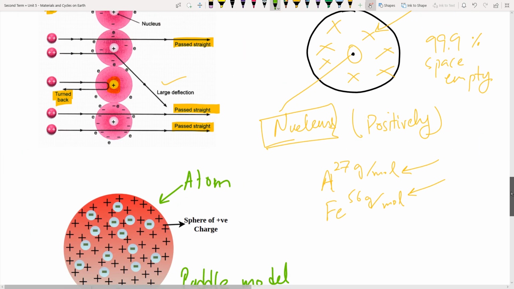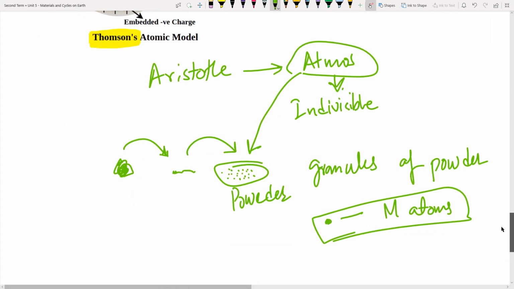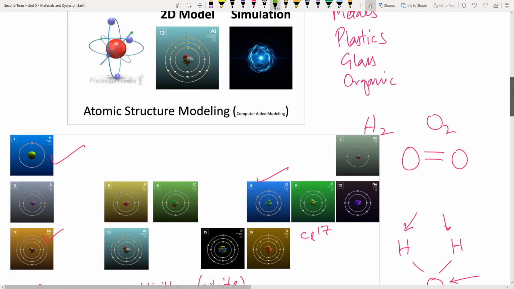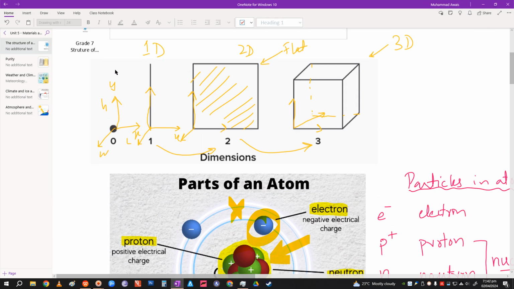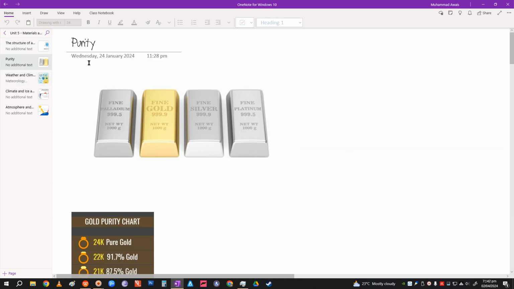So this is a bit of a history about the atomic model, right? You can go through this according to the markings I've done on the book. Please read the book for these. Now I'm going to move into the next topic, which is purity, right?